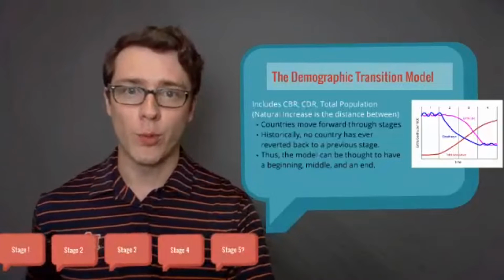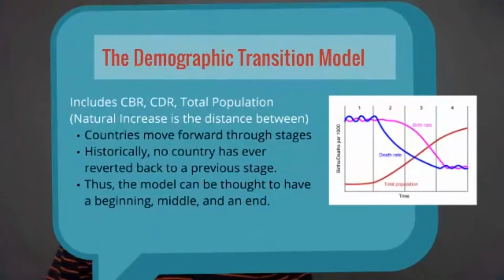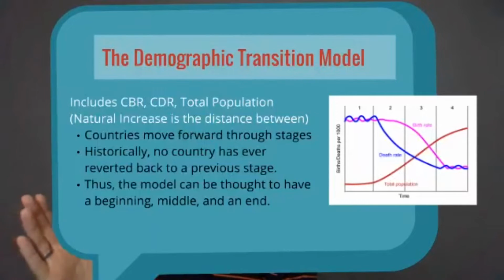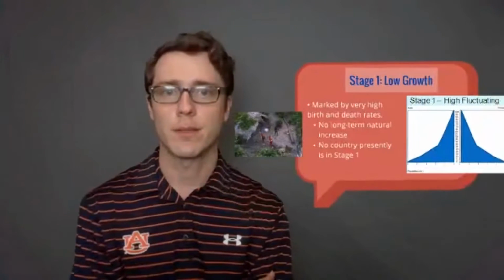But there are a few basic things we really want to understand about the demographic transition model. Know that it includes the birth rate and the death rate, so per 1,000 people. The total population is always featured. And the natural increase is the difference between the birth and death. So it's the gap between those 2 lines. We need to understand, though, that countries move forward through the stages. So nobody goes backwards. At least historically, we've never seen a country revert to a previous stage. Once you move to where you have a lower birth rate, you typically stay at that. Thus, the model can be read as looking at a beginning, middle, and end. So stage 1 is where we all start from, and we're moving forward on those stages.